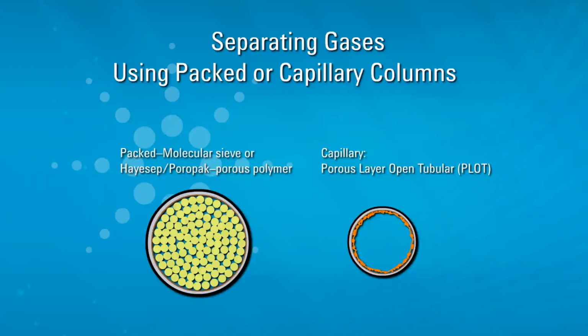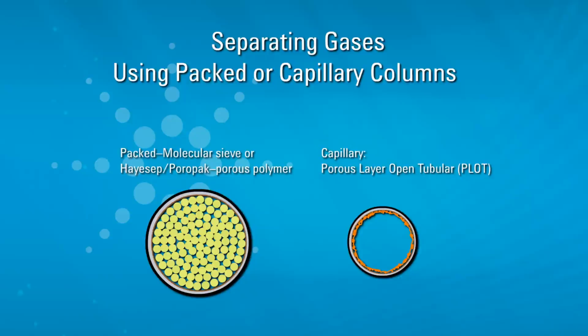Packed columns for separating gases come in two main varieties. A molecular sieve is a material containing tiny pores of a precise and uniform size that is used as an adsorbent for gases. Used in GC, the molecular sieve column will separate light fixed gases while adsorbing water, carbon dioxide, and heavier hydrocarbons. HayeSep or Porapak columns are comprised mainly of porous polymers and are used to separate very light hydrocarbons.